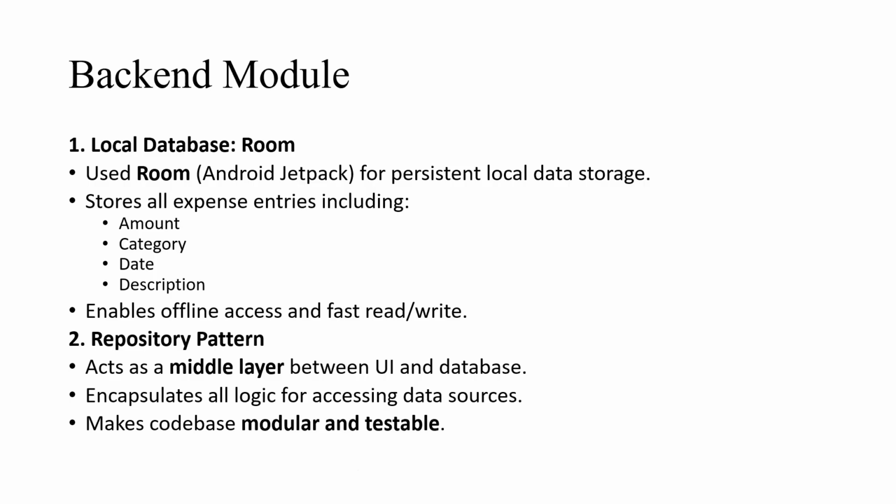Next, coming to the backend module, we created a Room database to store the data that we got from the user via the app, where we enclose the data in a Room database by accessing it through some SQLite queries. It stores all the expense entries including amount, category, date, and description. This enables offline access and fast read and write operations.